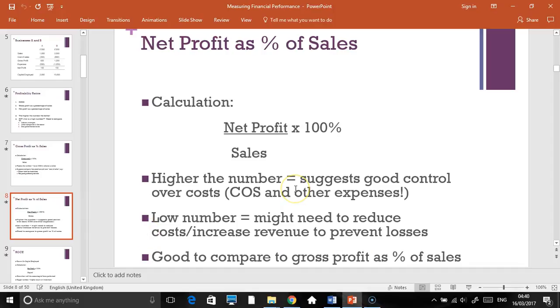Okay, great stuff. So in the next video, we will talk about return on capital employed, which is the last profitability ratio. See you then.